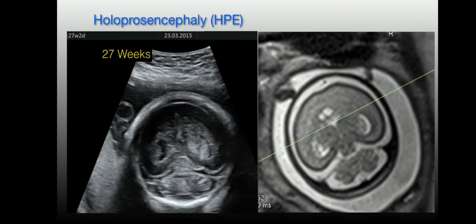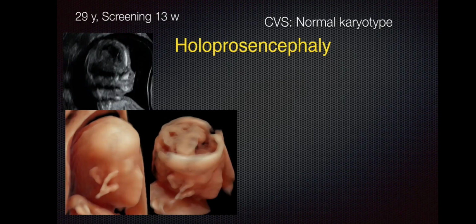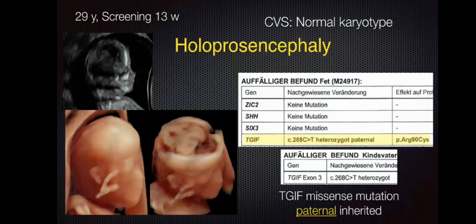And you see here, this is at 27 weeks, the other case I showed you, and it's a pity to see it so late. In this case we actually did testing, and it was a de novo mutation, as you see here. But in another case I saw in early gestation, there was nothing else, and CVS was at first normal, but later on we found a mutated TGIF on the 18th chromosome, and the father had this mutation as well, and he's healthy. Because she came later on and said, what should we do?